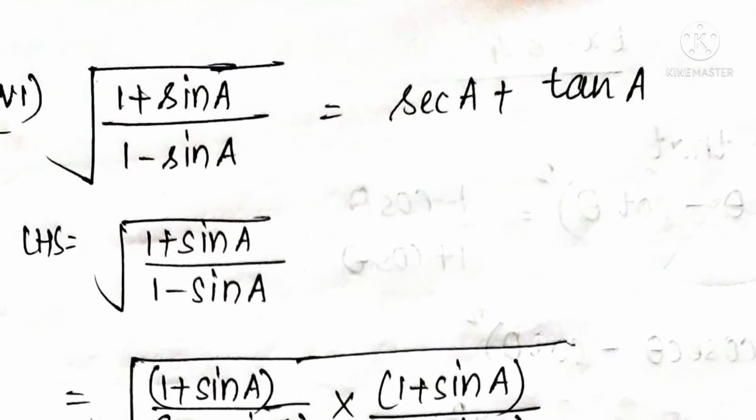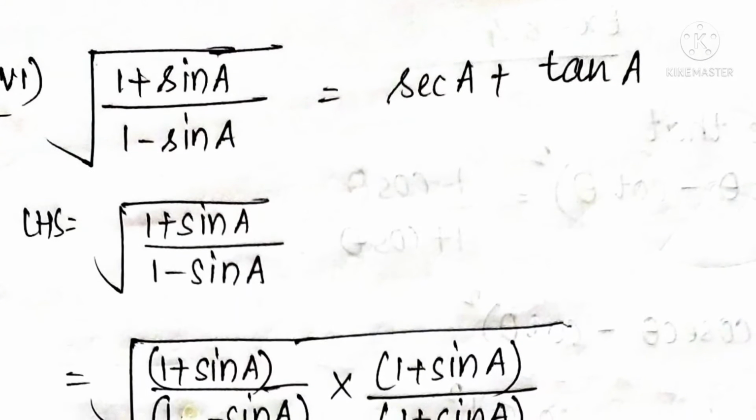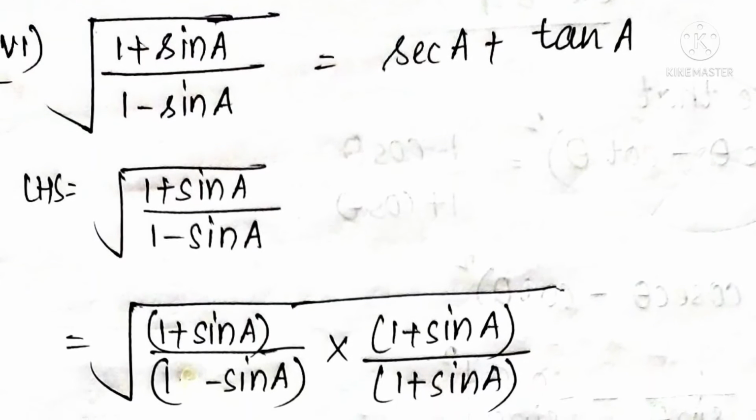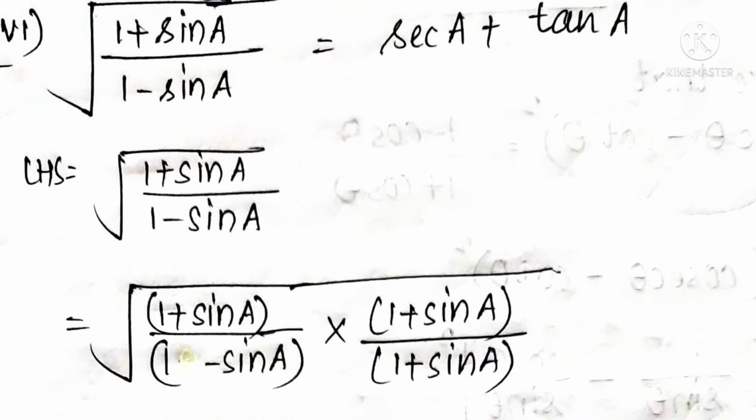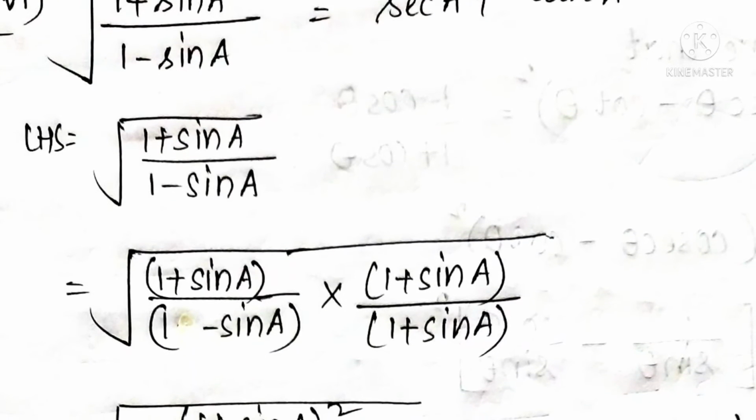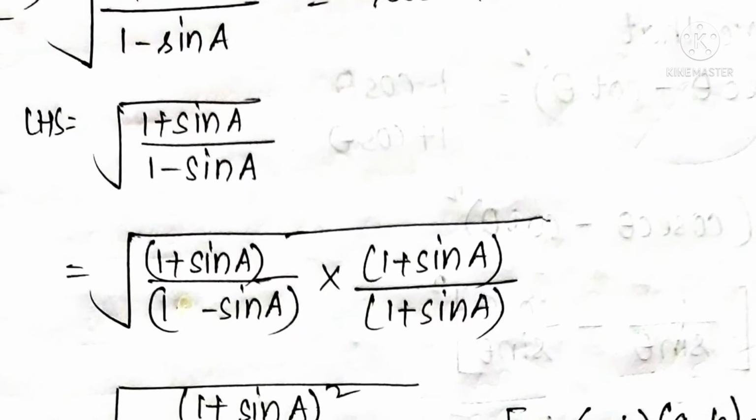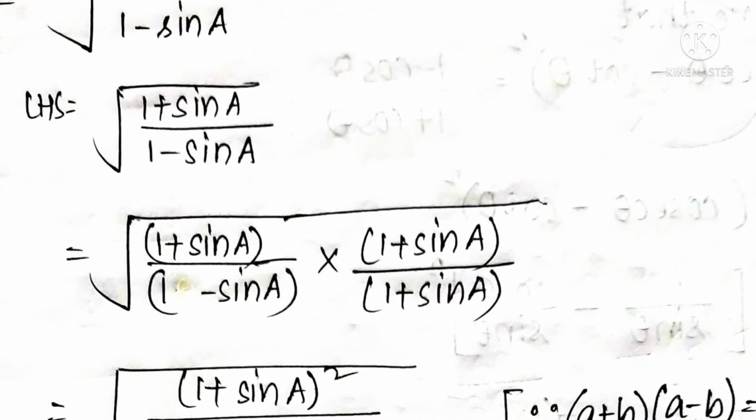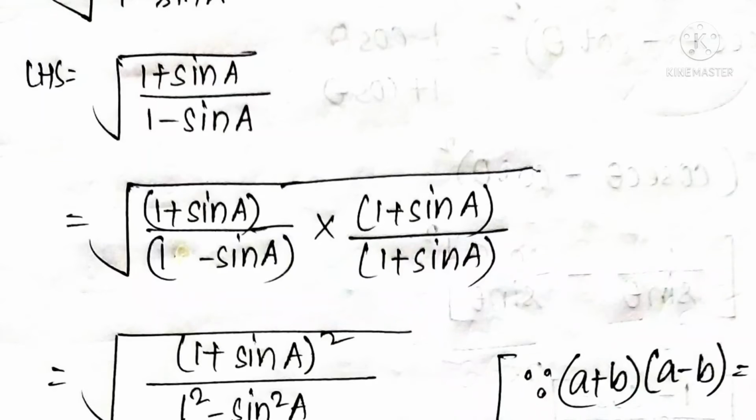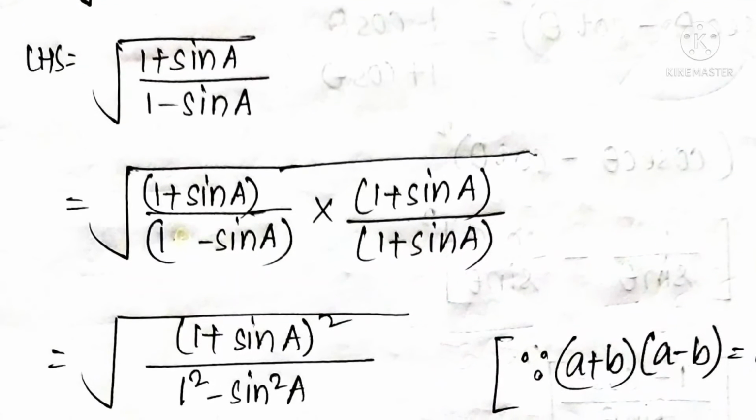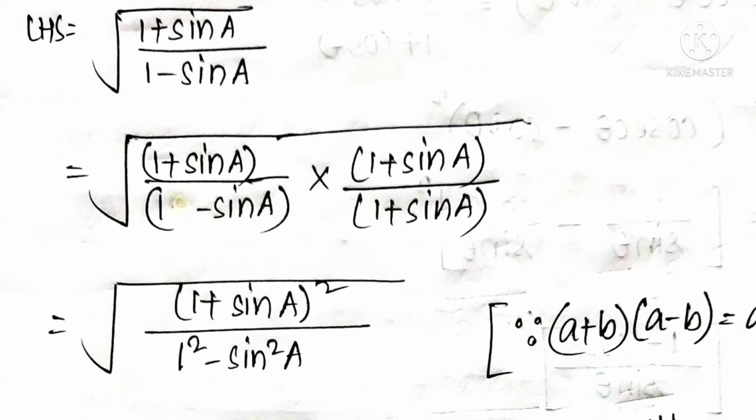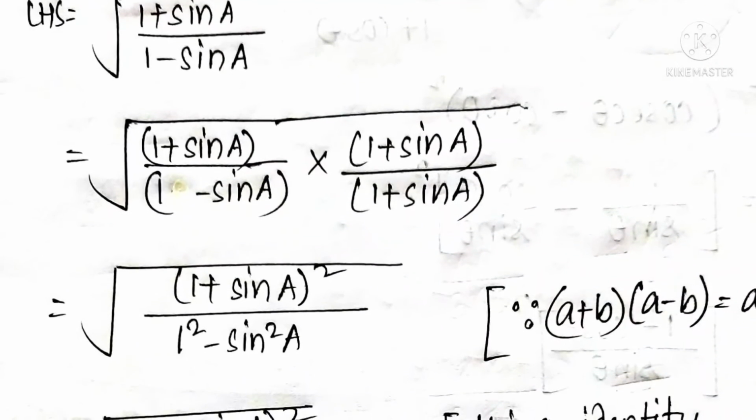So next is question number 6. So here in the left hand side you can see root over 1 plus sin a by 1 minus sin a is there. So now for removing this square root, we have to rationalize, and we know how to rationalize this denominator. So how to rationalize? See, we have to multiply the numerator and denominator by 1 plus sin a. So in the next step we are getting root over 1 plus sin a whole square by 1 square minus sin square a.